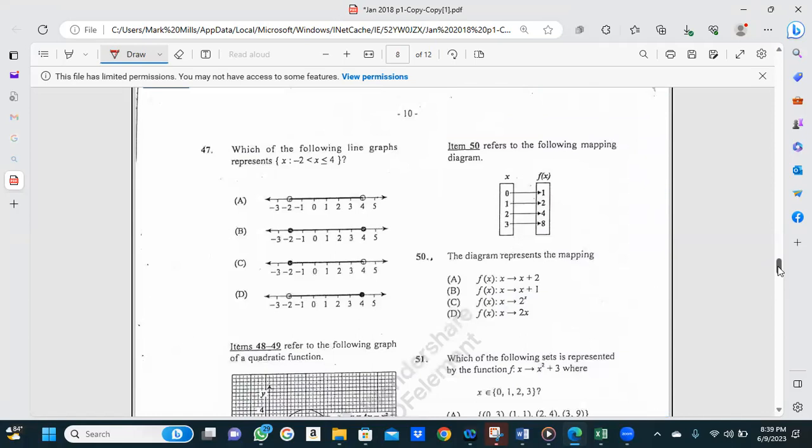47. What would have been the best description here? The inequality. Which of the following line describes the inequality -2 less than x less than or equal to 4?